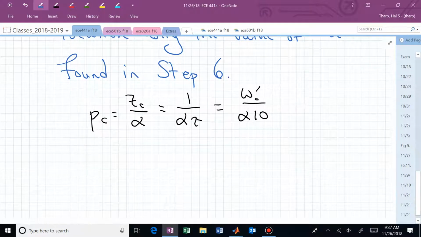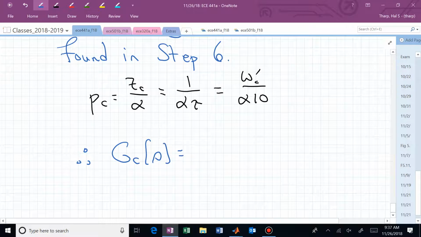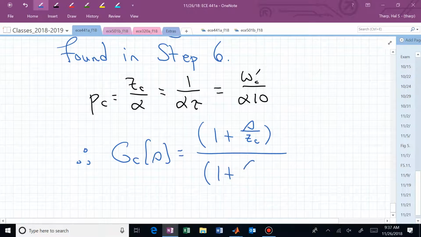Now we have our compensator. Now we have our controller. G sub C of S, our phase lag controller, is now (1 plus S over Z sub C) over (1 plus S over P sub C).